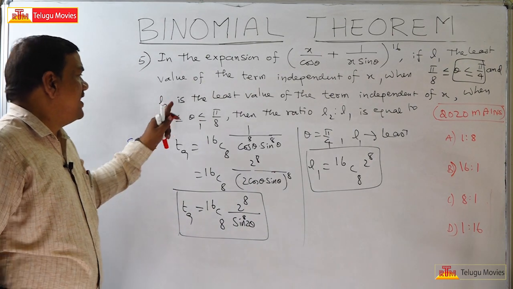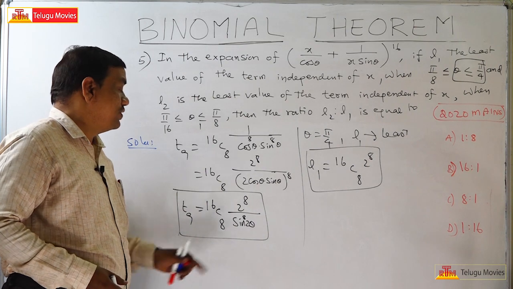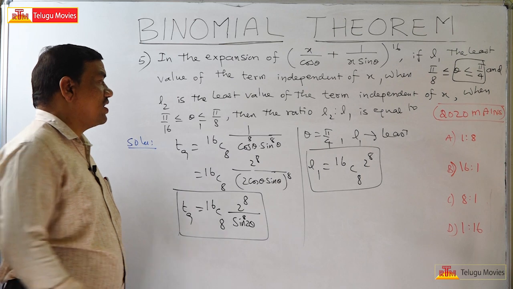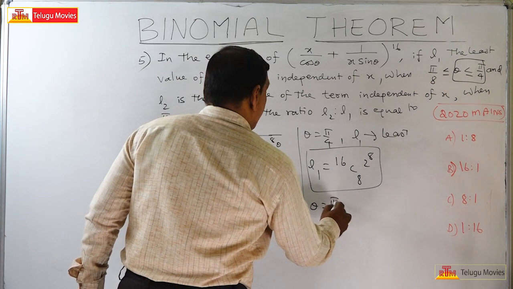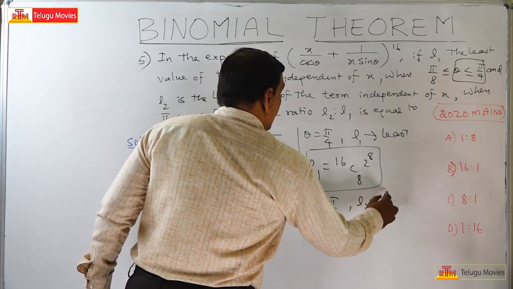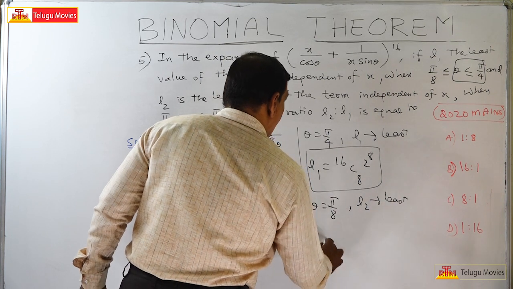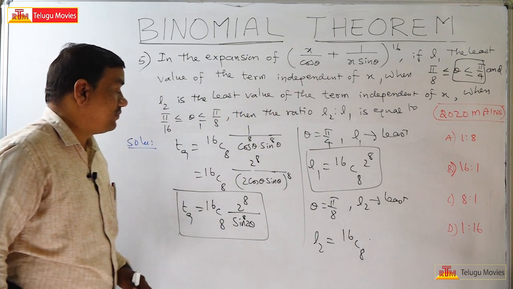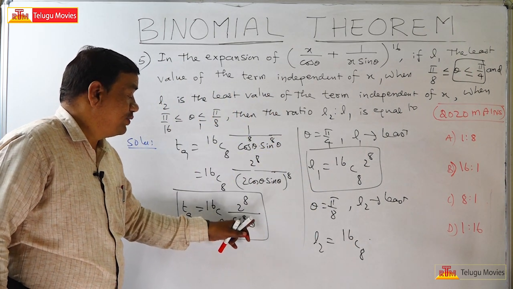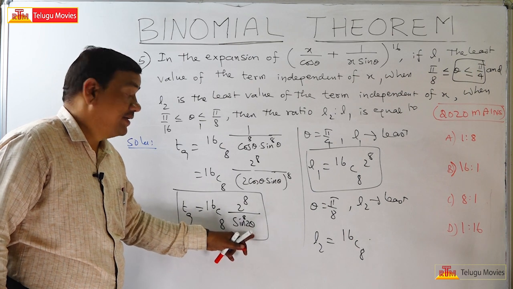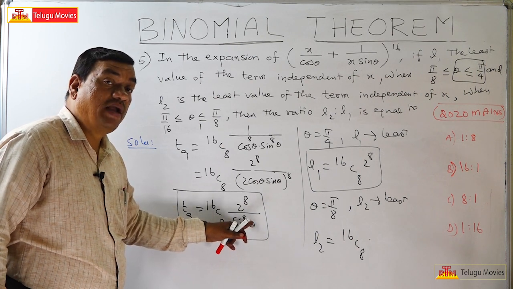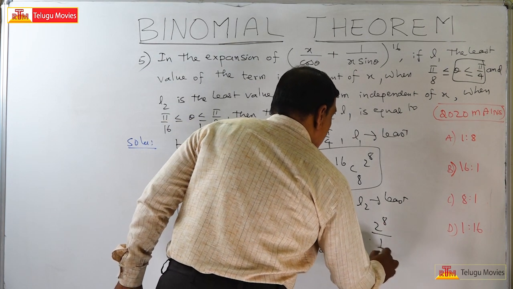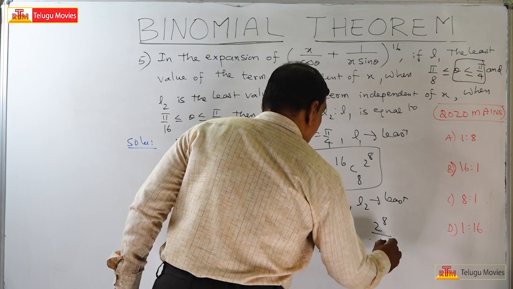Same concept applies to L2, the least. L2 is the least when theta is equal to pi by 8. Then L2 will be the least. Then L2 is equal to 16C8 2 power 8 by sin power 8 of 2 theta. See here, in place of theta, substitute pi by 8, so 2 theta means pi by 4 will come. Sin pi by 4 is 1 by root 2. So the denominator is 1 by root 2 whole to the power of 8.